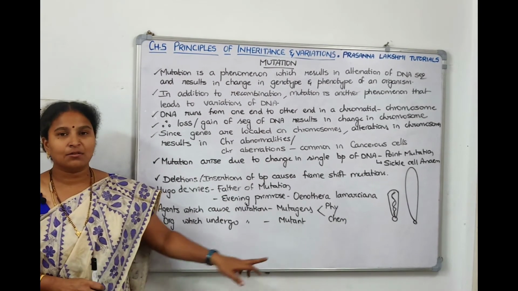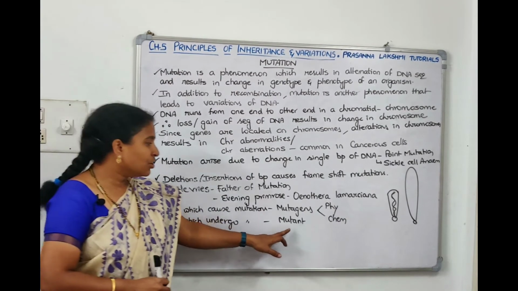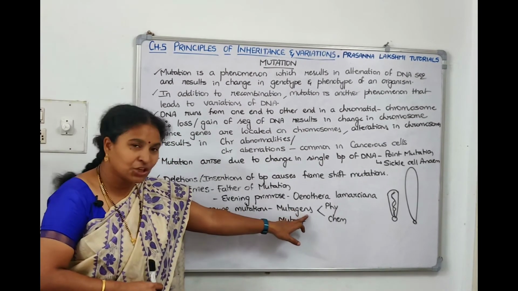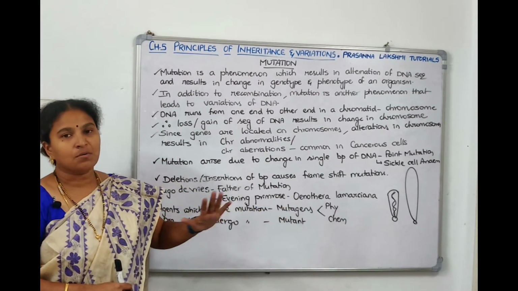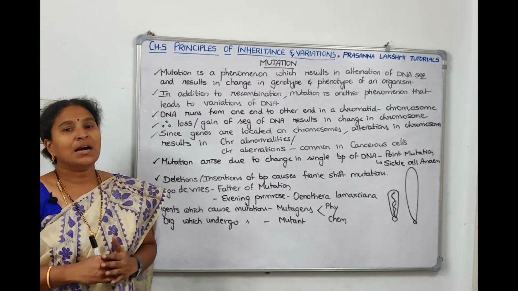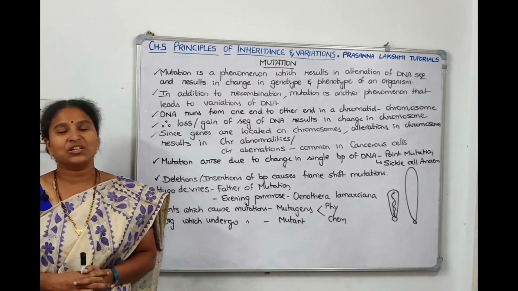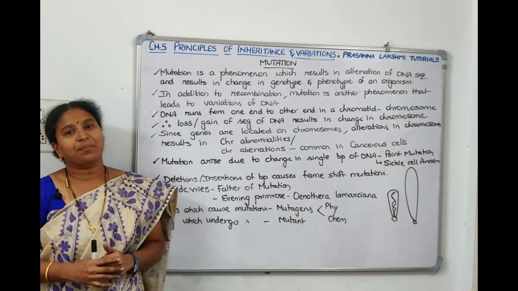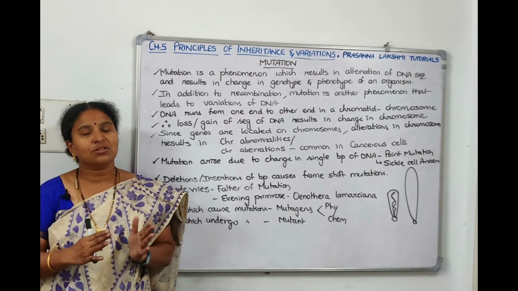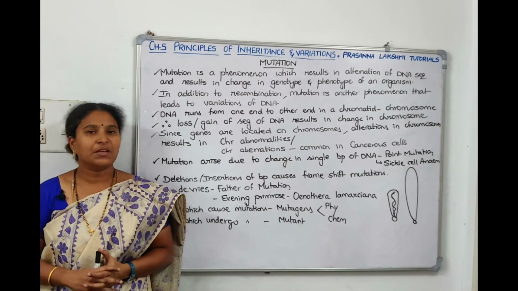The organism which undergoes mutation is called mutant. The agent which causes mutation is called mutagen. The process is called mutation. What is mutation? A sudden change, alteration in the genetic sequence or DNA sequence. So this is about mutation, which is relevant to this chapter. More about mutations will come in the next chapter, molecular basis, where we can discuss it.